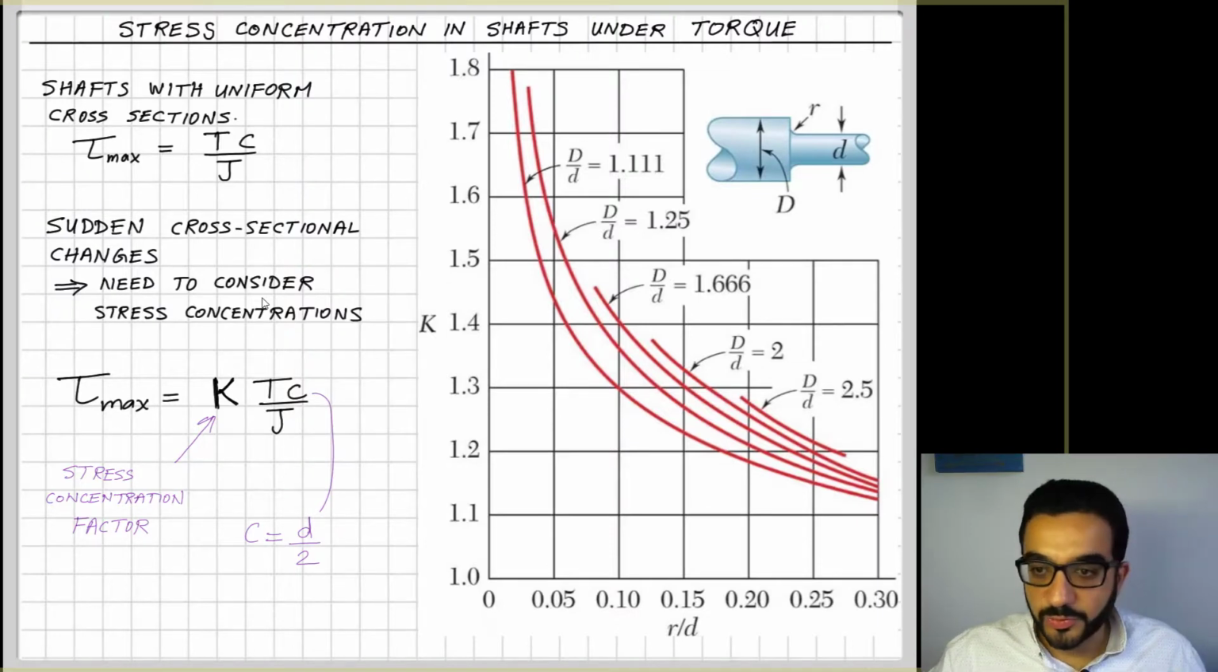So it was a very short video, a very simple concept, but again, it's a very important topic because we have these transitions in transmission systems, shafts transitioning from a bigger diameter to a smaller diameter, and we have to account for the stress concentration at such points. All right, take care.